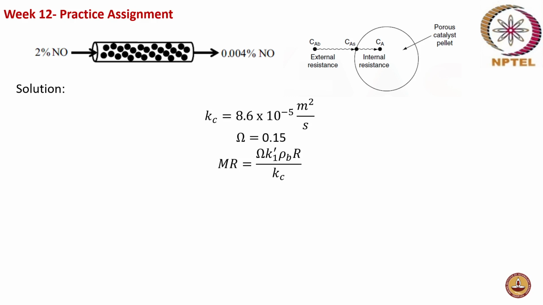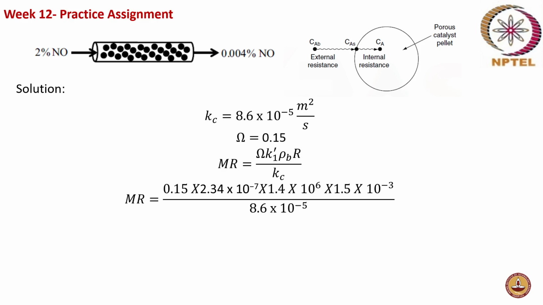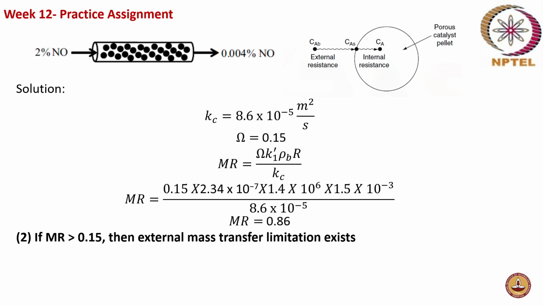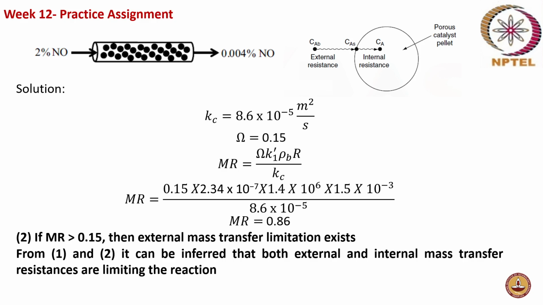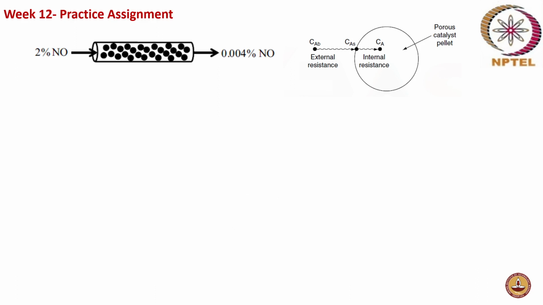Now we can find out the Mears parameter. The expression for Mears parameter is omega into K1 prime into rho B into R divided by Kc. So substituting all the values, you will get your Mears parameter to be 0.86. If the Mears parameter is greater than 0.15, then external mass transport limitation exists. So here again, in this case of reduction of the particle size by a factor of 2 also, your external mass transport limitation exists. So from this it can be inferred that both internal and external mass transport limitation exists for this particular reaction and they are the limiting factors for the reaction.